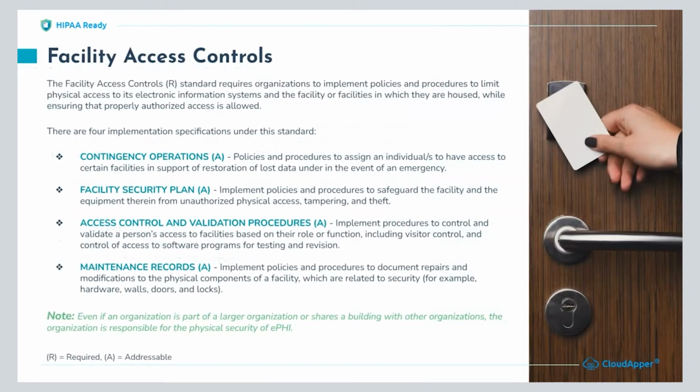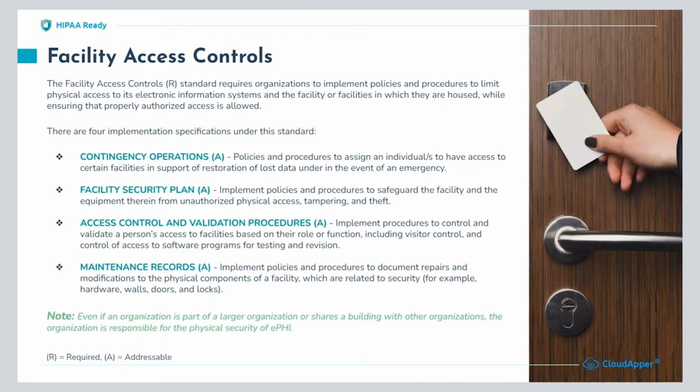Facility access controls. The Facility Access Control Standard requires organizations to implement policies and procedures to limit physical access to its electronic information systems and the facility or facilities in which they are housed, while ensuring that properly authorized access is allowed. There are 4 implementation specifications under this standard: contingency operations, facility security plan, access control and validation procedures, as well as maintenance records.